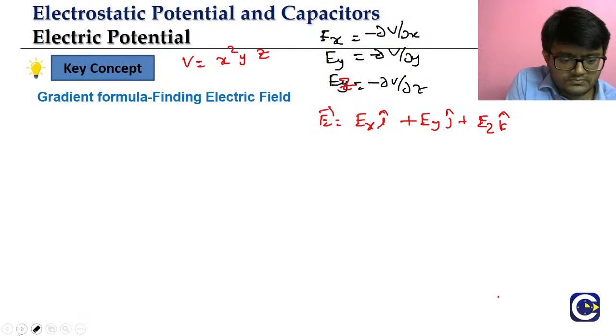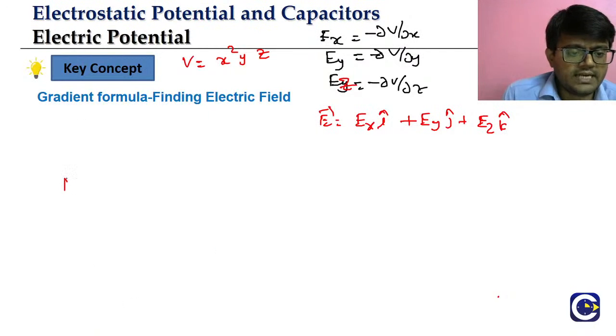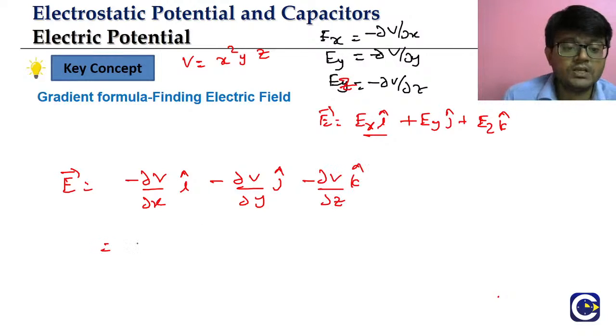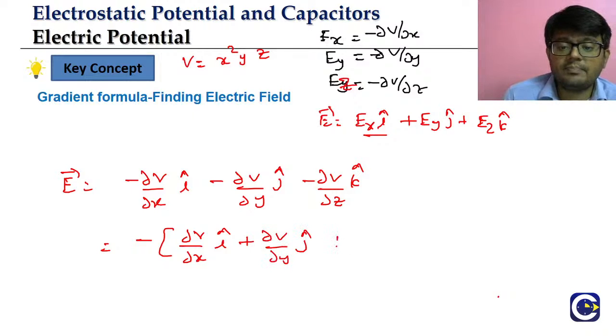So what is the gradient formula? The total electric field will be Ex into, what is Ex? Minus dou v by dou x into i cap, then minus dou v by dou y into j cap, then minus dou v by dou z into k cap. Take the minus common. It is dou v by dou x into i cap, dou v by dou y into j cap, dou v by dou z into k cap.